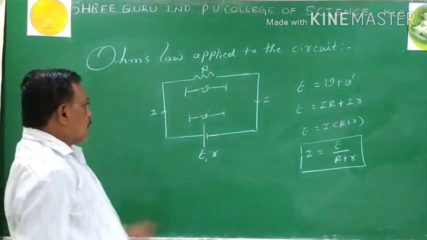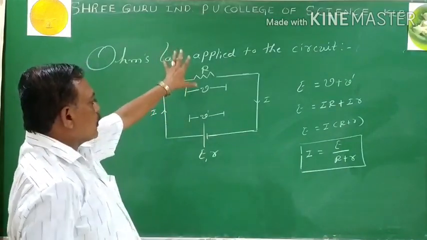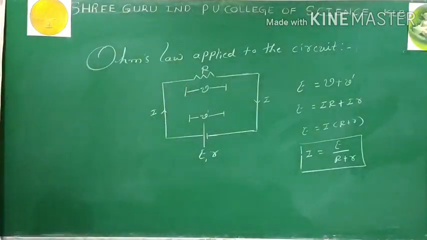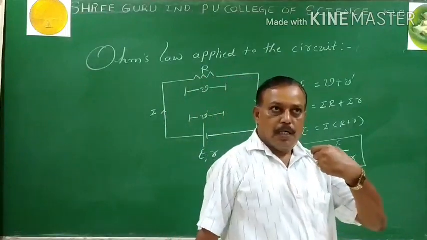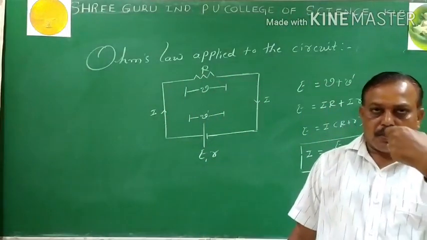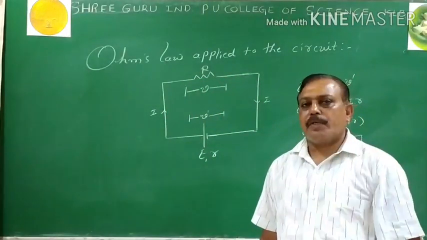Just glance at the terms, then go for the concentration of the figure. What is the difference between Ohm's law and Ohm's law applied to the circuit? In Ohm's law, we are only maintaining the potential difference across the resistance of the conductor. Then there will be no concept of internal resistance.